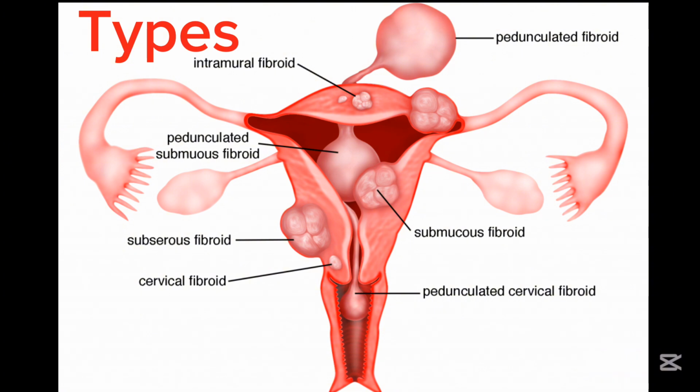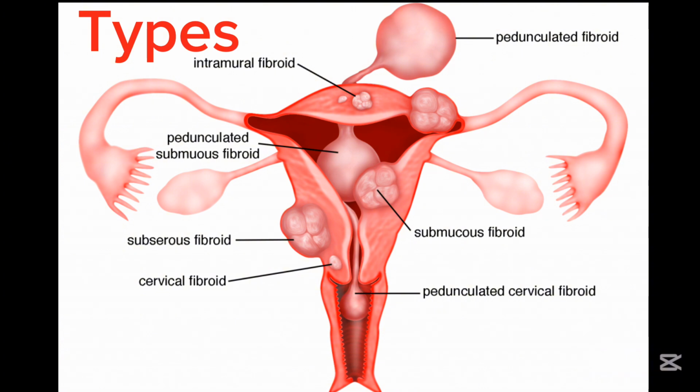We can have the submucosal fibroids. These are the ones that are located just beneath the inner lining of the uterus and can protrude into the uterine cavity, often causing heavy bleeding. We can have the pedunculated fibroids. These are the ones that are attached to the uterus by a stalk.